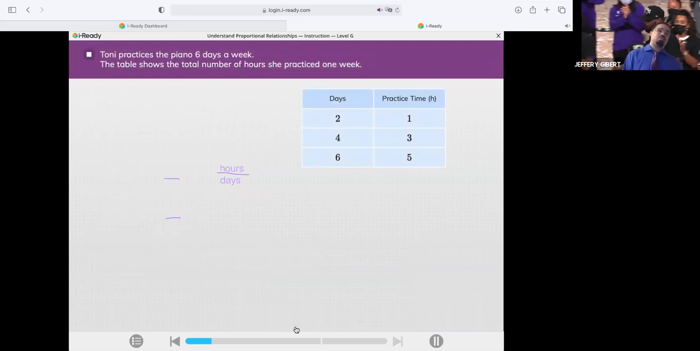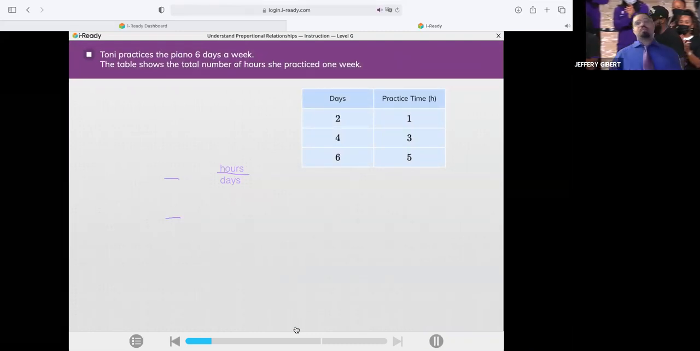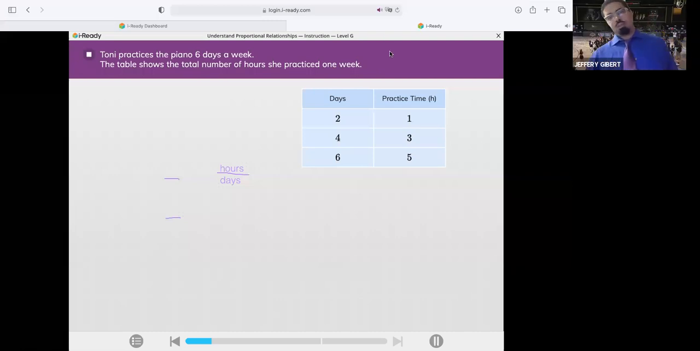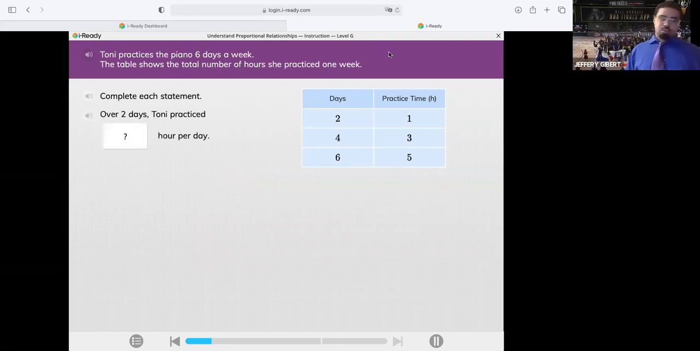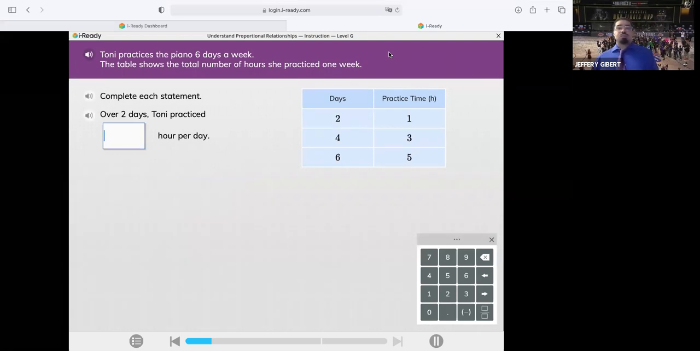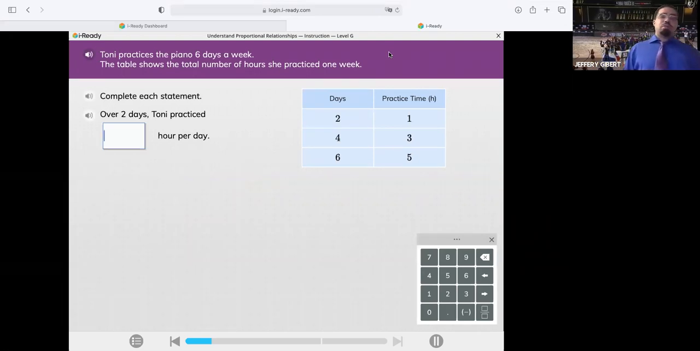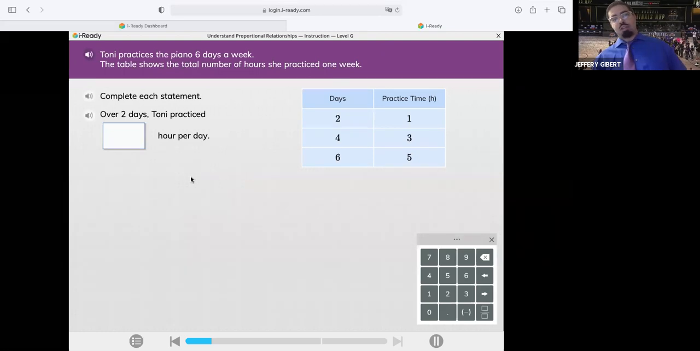Tony practices the piano 6 days a week. The table shows the total number of hours she practiced in 1 week. Let's find out if she practiced the same amount of time each day. Complete each statement. All right. We'll go with Jacques. For this one, over 2 days, how many hours per day did Tony practice?